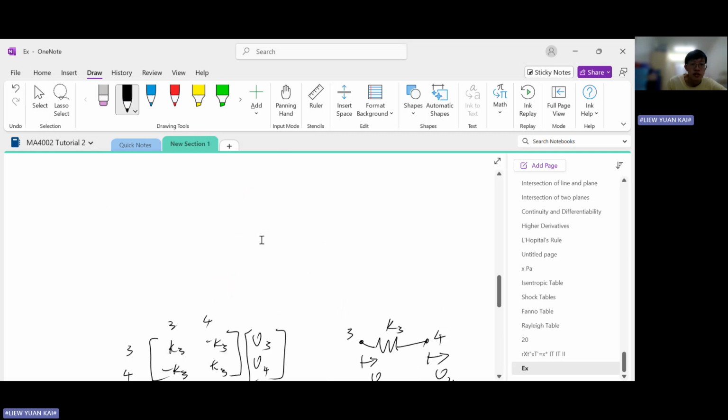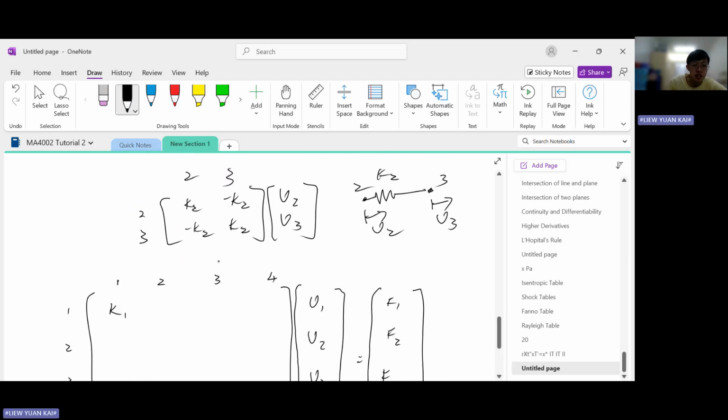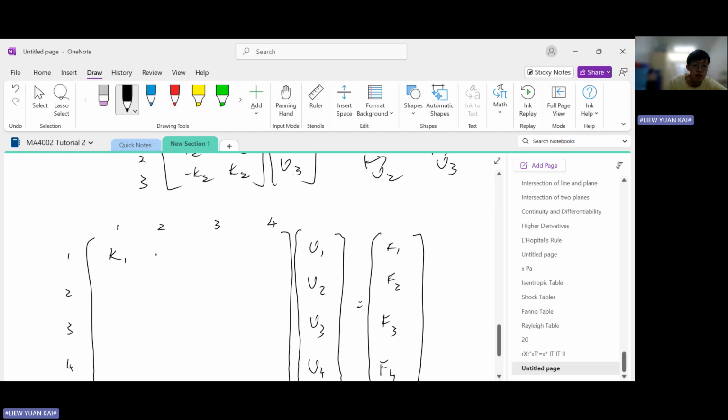Go to the next entry. So the next entry after that, the 1 1 entry, will be, hold on, this one. So row 1 column 2 is minus k1, right? So you go to row 1 column 2 and then you put minus k1. Okay, so you put minus k1 here.